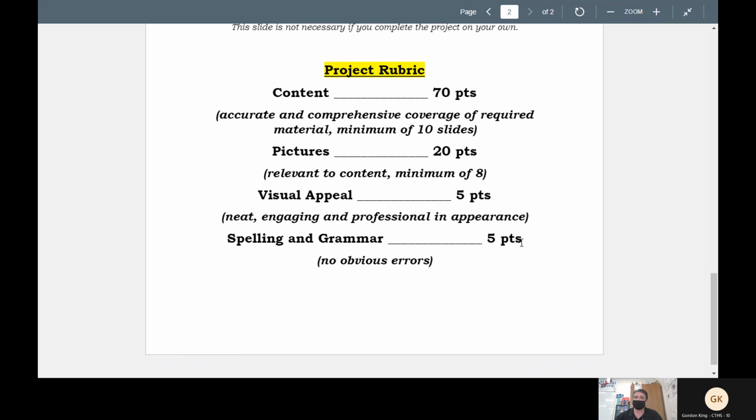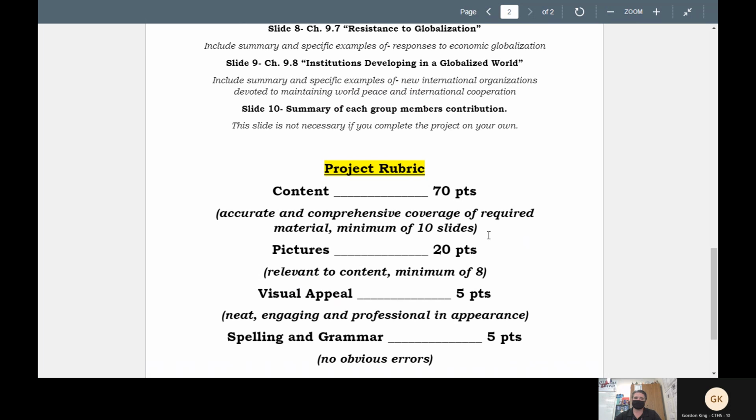Same deal for spelling and grammar. Again, there shouldn't be any spelling and grammar problems because PowerPoint's going to catch that and put it in red and ask you to fix it. That's pretty easy stuff. That should be a freebie, but of course, there's no guarantees.